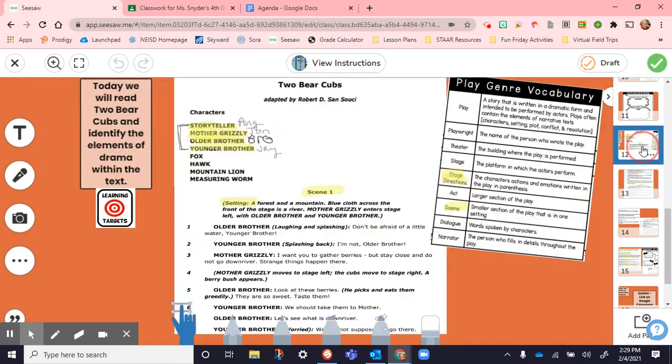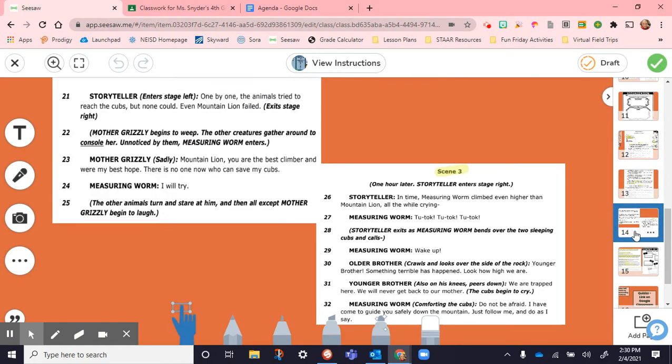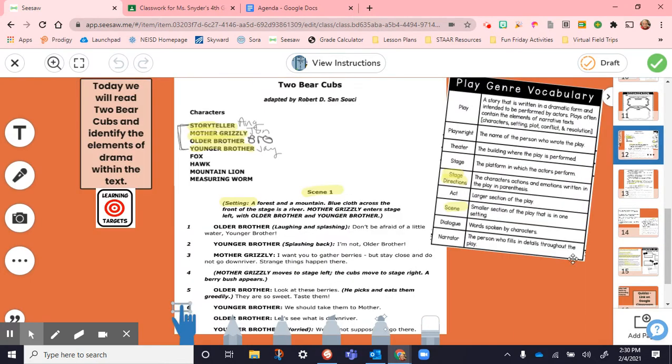So today we looked at this story called Two Bear Cubs, and together we read scene 1. First we talked about the scenes. Here we've got the characters, and then we said, okay, here's scene 1, here's scene 2, and there's a scene 3. The scenes are just small parts of the play.